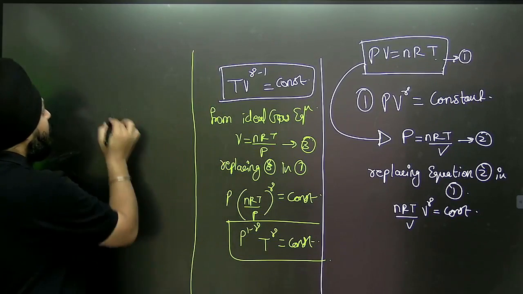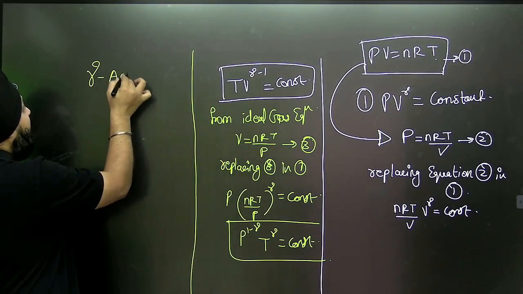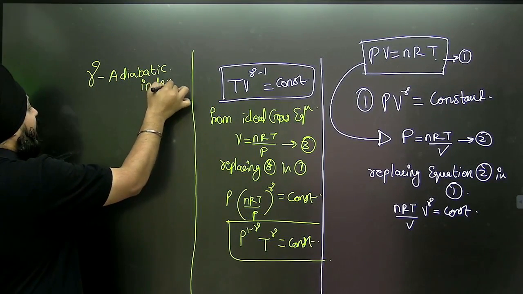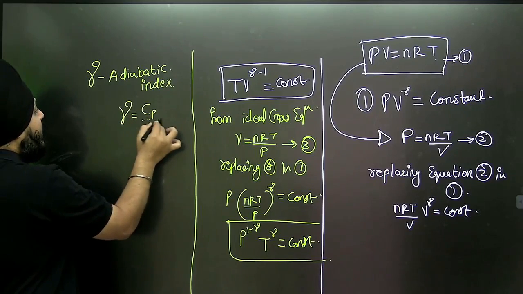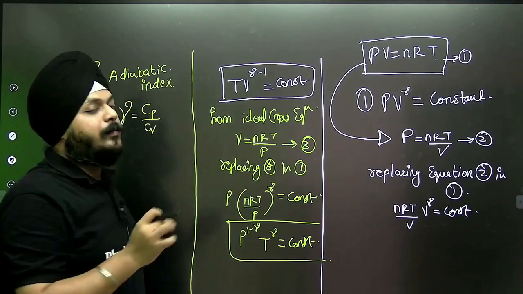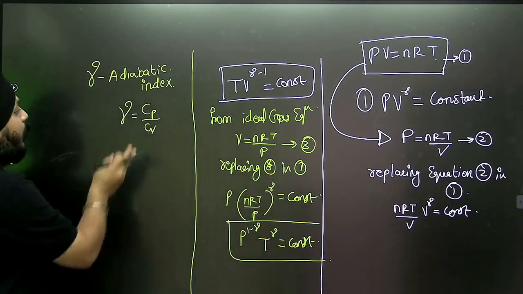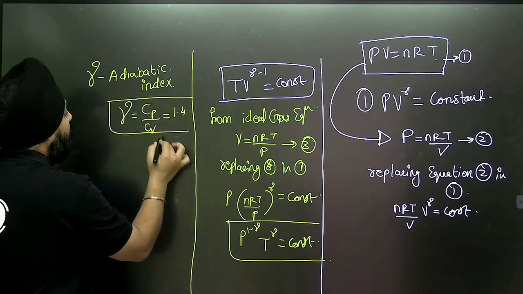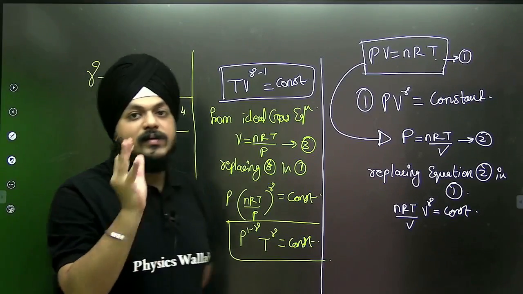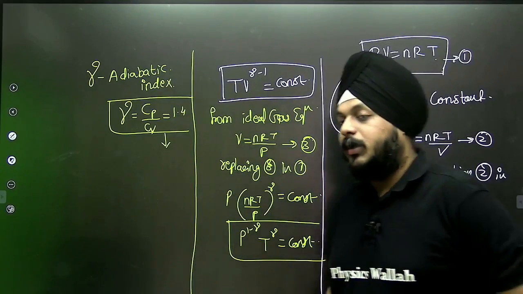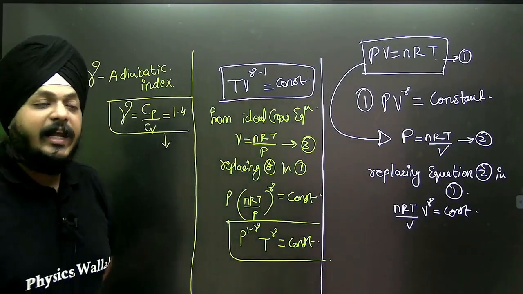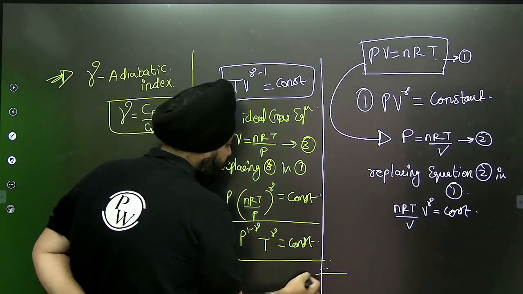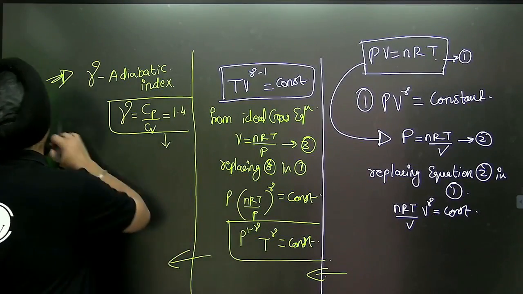Now students might have the question: what actually is gamma? Gamma is the adiabatic index. Generally it is defined as Cp by Cv, the ratio of the specific heat at constant pressure to the specific heat at constant volume. Generally for the adiabatic process, it is taken as 1.4. Exceptions are always welcome, and they will be mentioned in the question. So these are the equations of the adiabatic processes.